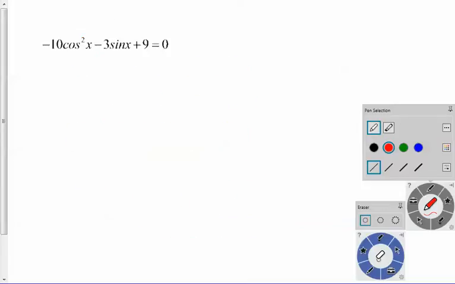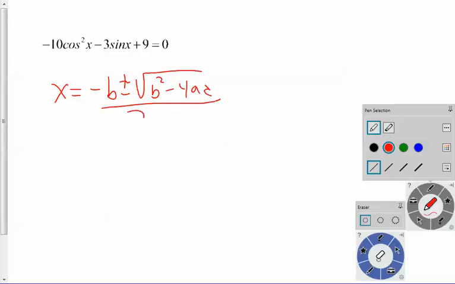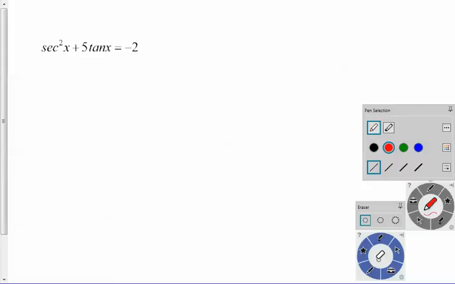All right. How about this one? Negative 10 cosine squared x minus 3 sine x plus 9 equals 0. That one I want you to try to do. Remember that if you don't know how to do it, or if it doesn't factor, you've got the quadratic formula, which is x equals negative b plus or minus the square root of b squared minus 4ac all over 2a. I want you to have those ready to go in class, because I think you understand how to do this.